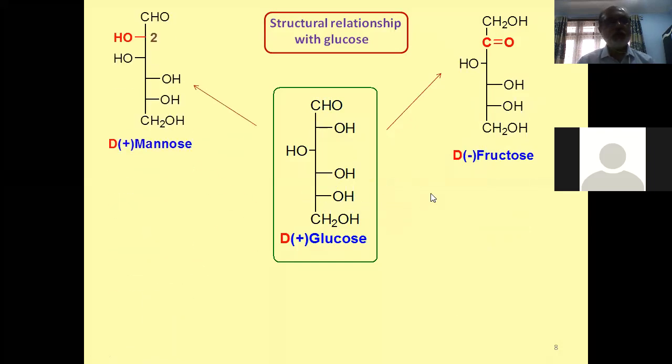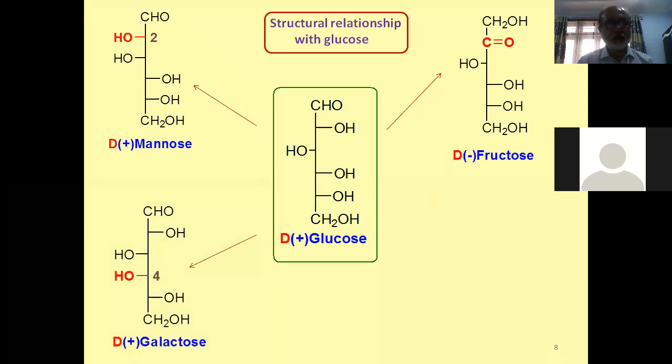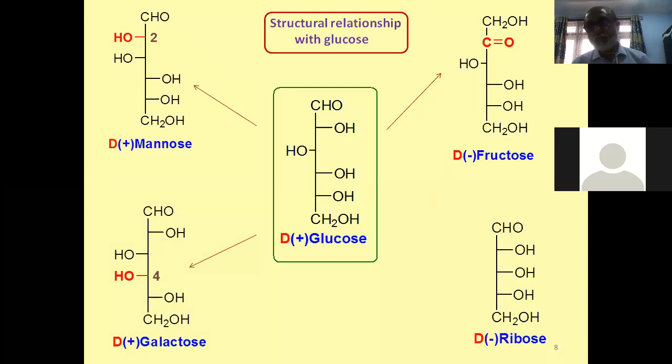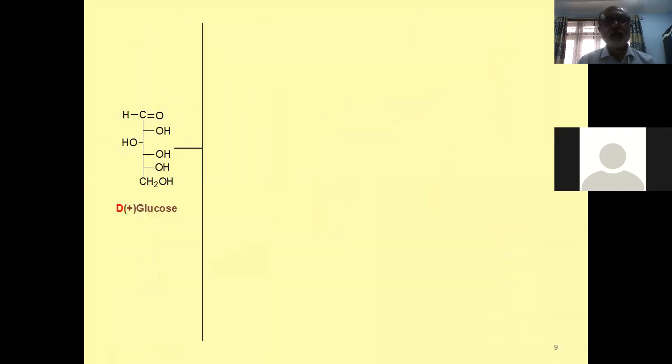Another important structure is mannose, D-plus-mannose, then also lactose. Then another molecule that you should remember is ribose. Ribose is an aldopentose, where in these three chiral centers, the OH group is on the right hand side in Fischer projection. Now we come to today's class.